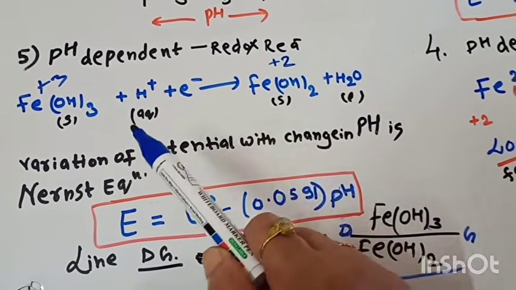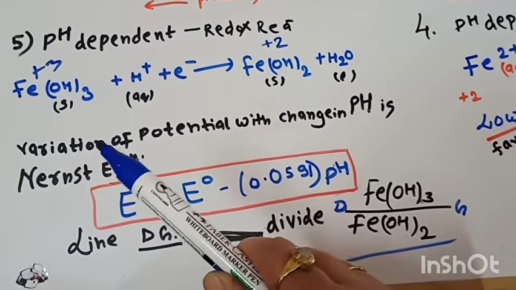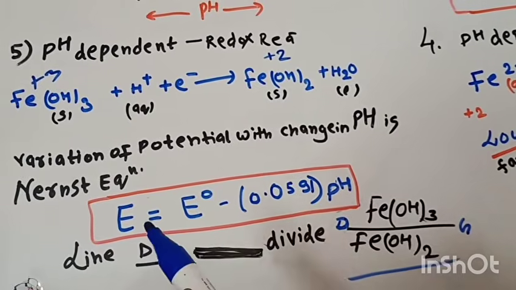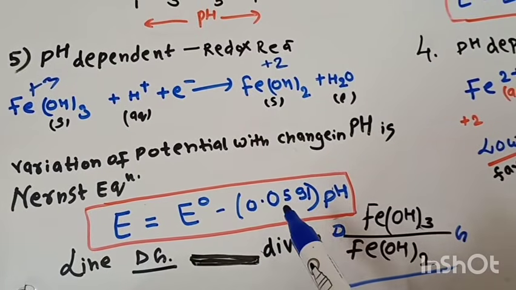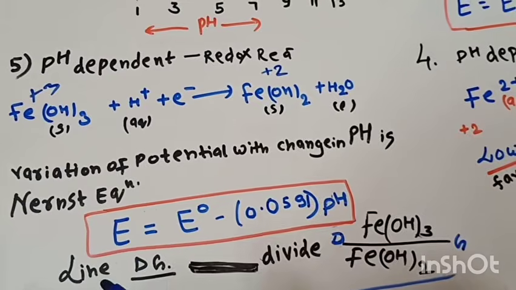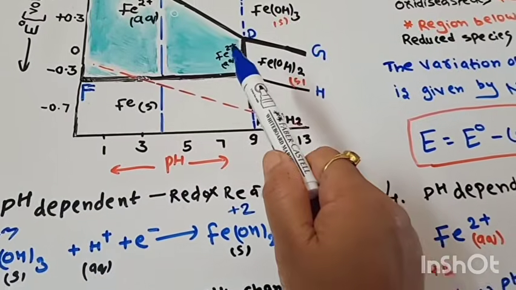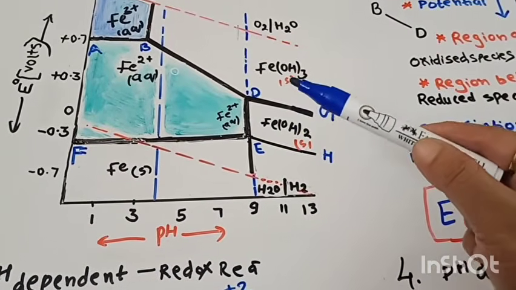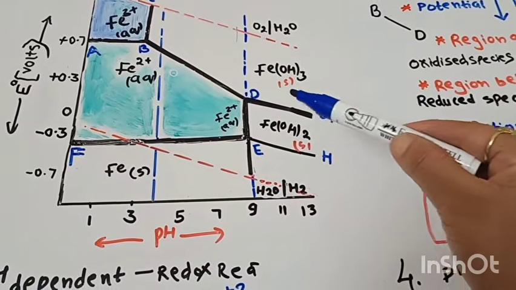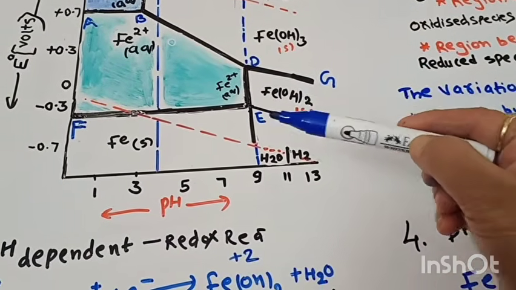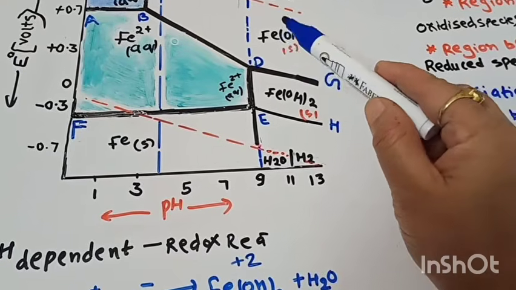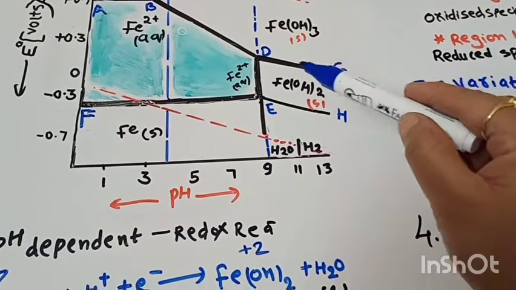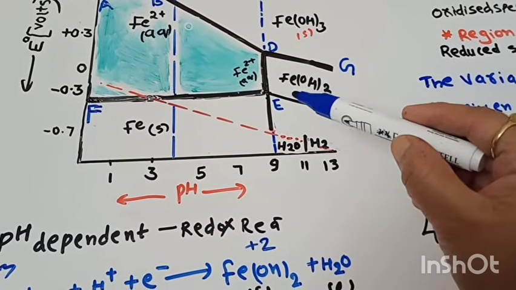When the oxidation number decreases, it is a reduction reaction, and for this the variation of the potential with the pH change is given by the Nernst equation, that is E equals E naught minus 0.0591 pH, and we can see this reaction on the line DG. This line DG divides two regions: above the DG line our ferric hydroxide is more, and below the line our ferrous hydroxide. Here our oxidation state is 3+, here it is 2+. So what is this line dividing? This divides the region where ferric hydroxide and ferrous hydroxide are stable.